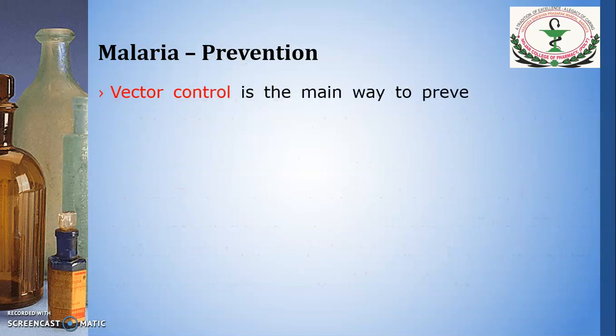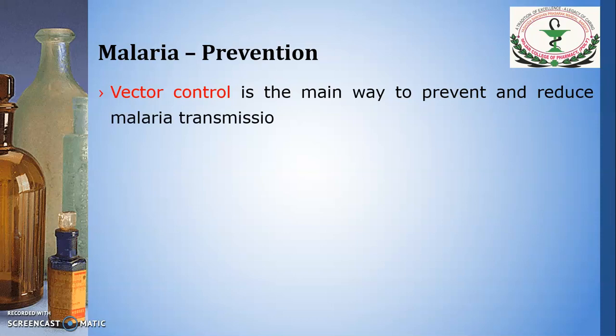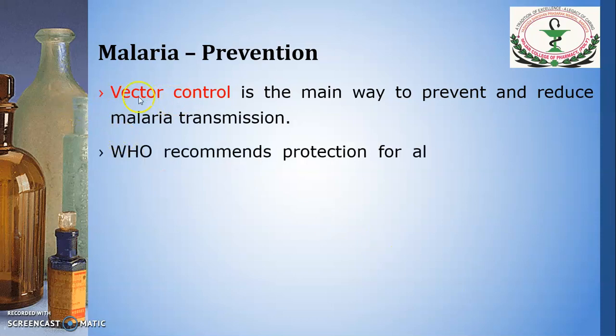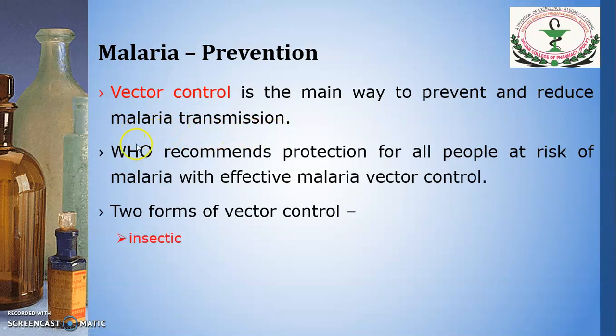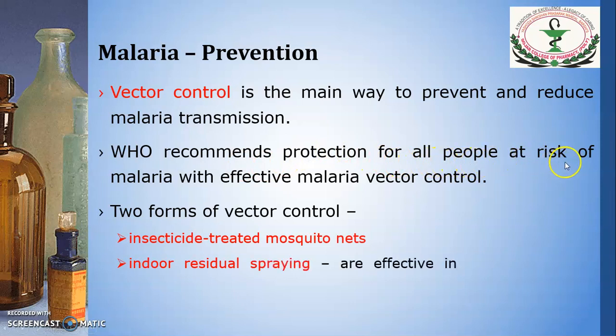Prevention. Now malaria is prevented by preventing the vector. That is, vector control is the main way to prevent and reduce malarial transmission. WHO recommends protection for all people at risk of malaria with effective malaria vector control. There are two forms of vector control. First, insecticide-treated mosquito nets can be used. These mosquito nets can be used for the prevention of mosquito bites.